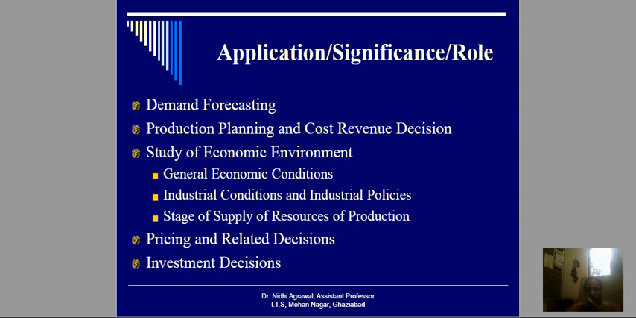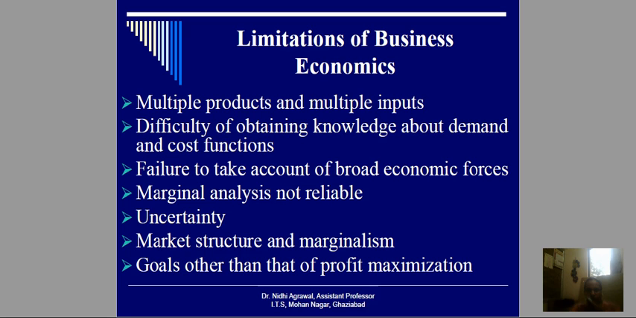The stage of supply of resources of production, so at what stage of the manufacturing process there is a requirement to add more inputs like labor and capital. If you require employing more machines and more labor, then you have to take a decision regarding it. Pricing and related decisions, so decisions related to price and to the price equilibrium, right? Investment decision I have already explained to you.